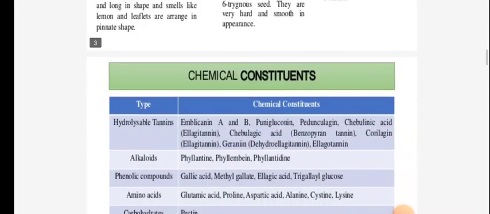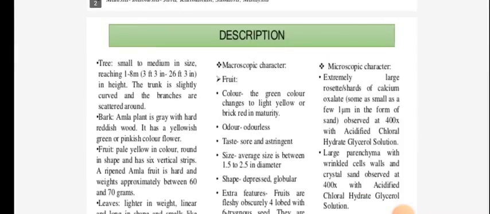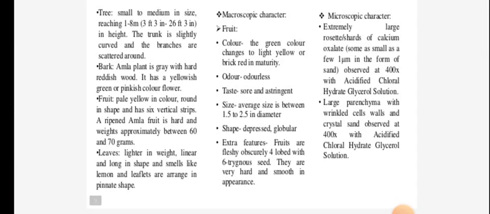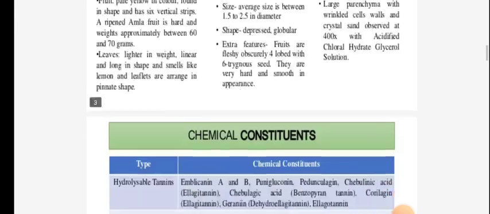As we know, the TS cross section of the fruit shows different characters, but here there is the presence of parenchyma. Calcium oxalate is a maximum of 1 micron in small size, and they show in chloral hydrate glycerol solution when observed under the microscope. Then next it shows the observed character in acidified chloral hydrate solution.